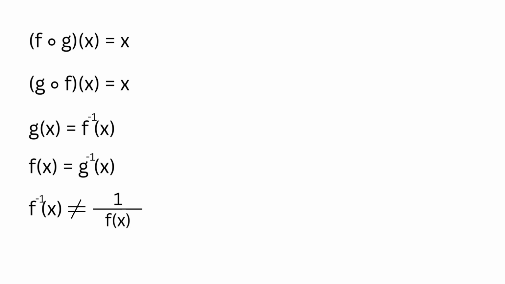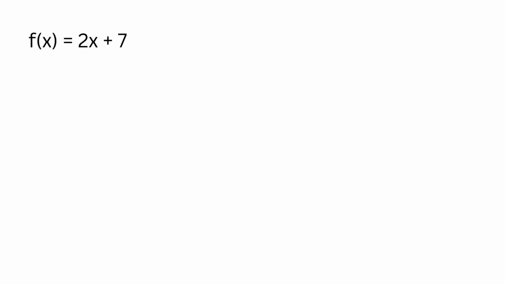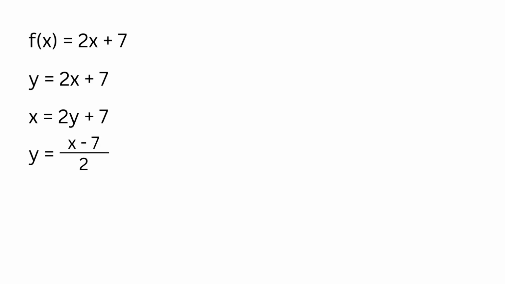Now let's solve some examples to learn how to find the inverse of a function step by step. So f of x equals 2x plus 7. First step, we replace f of x by y to make it easier. Then we replace each x by y and the y by x. Now we solve to get y on one side and the rest on the other side. And the inverse will be equal to x minus 7 over 2.